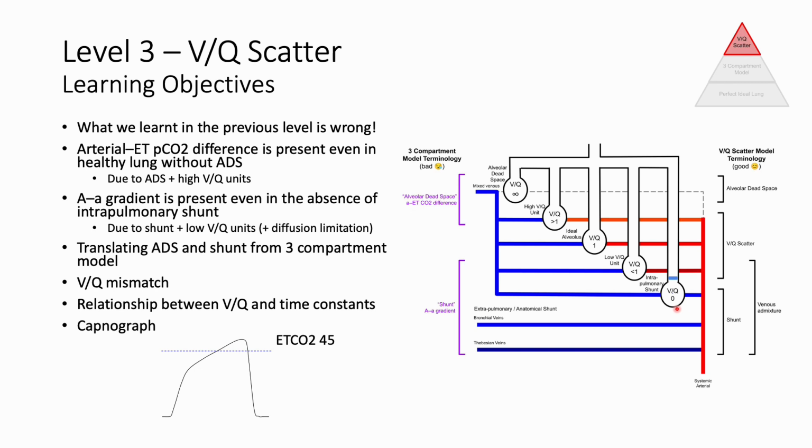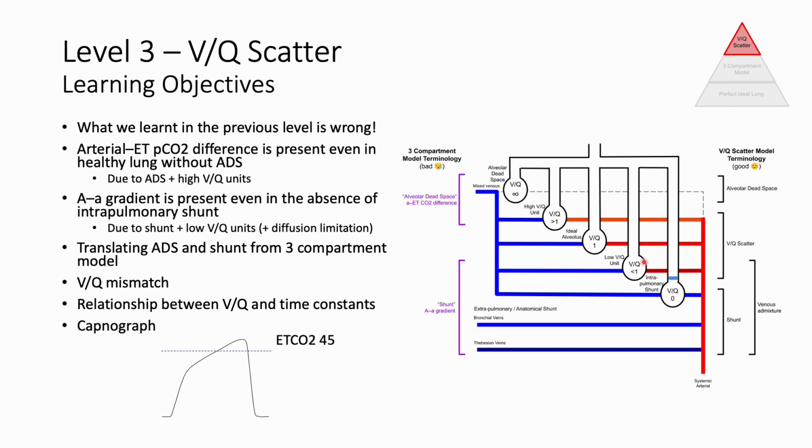As a compromise, we group all of the high VQ units together that have a VQ ratio somewhere between 1 and infinity, and all of the low VQ units together that have a VQ ratio somewhere between 1 and 0. We should keep in mind that these groups represent a spectrum of VQ ratios, but we are able to lump them together because they cause similar effects on gas exchange, just to differing degrees.